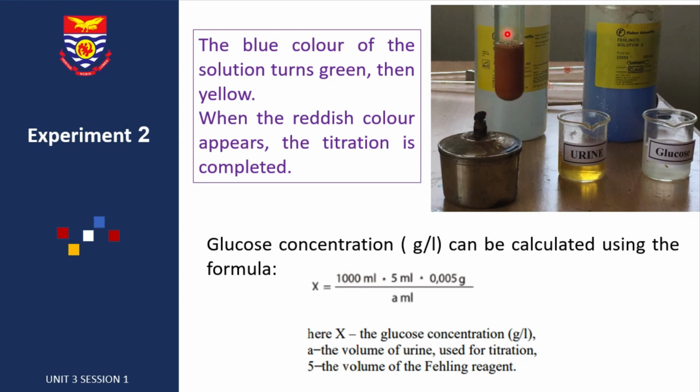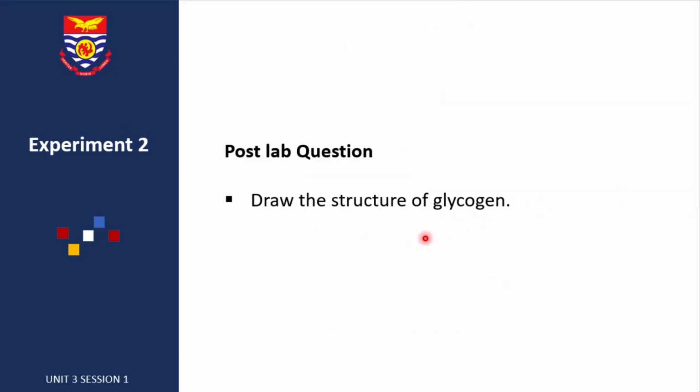And at that point, the volume that was required to convert this yellow color into the red color is taken, and then this is used to calculate the concentration in grams per liter in the urine, right? So this is how the concentration of the glucose in the urine is calculated using this formula. So this is also a post-lab question you should look at. You should draw the structure of glycogen and then add it to your lab report.